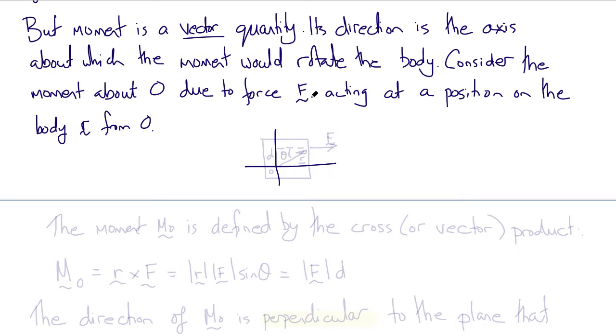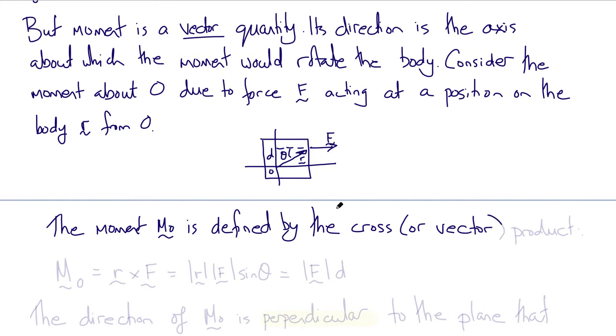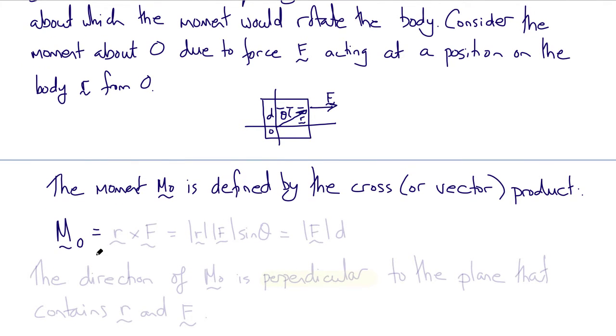So here's our axis, here's our origin, here's our body, here's the force vector F acting on the body at the point here, and here's the vector R connecting O to that point of action. The angle that R makes with the line of action of F is theta, and the perpendicular distance is d. The moment about O is a vector, and it's defined by the cross product or vector product of R and F. So M_O equals R cross F.